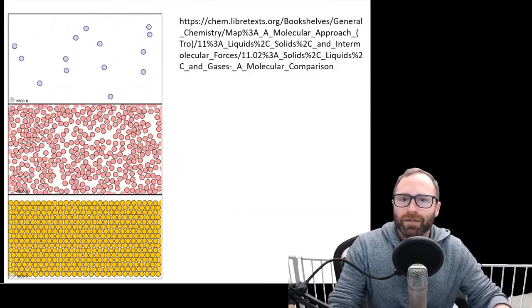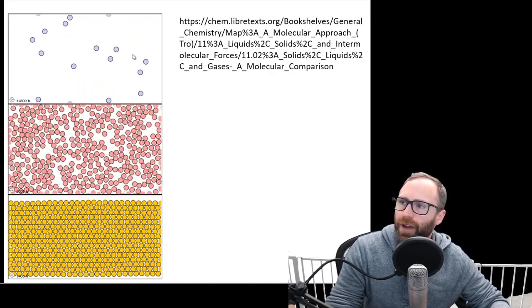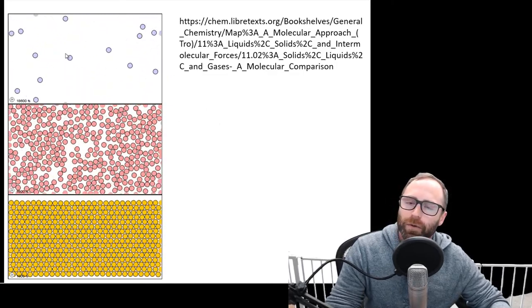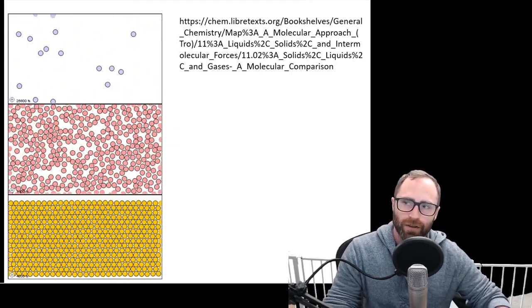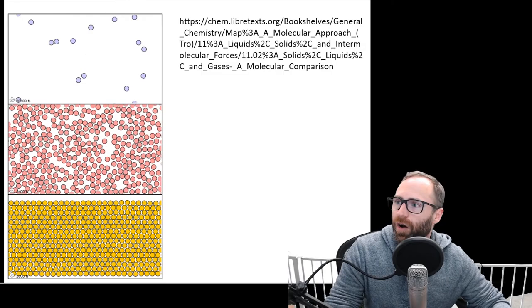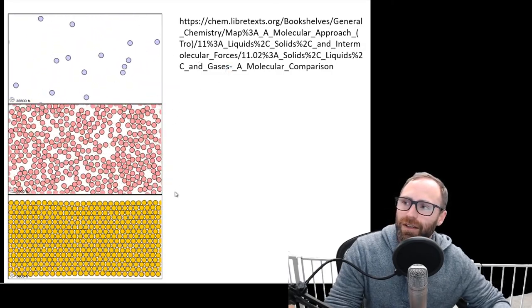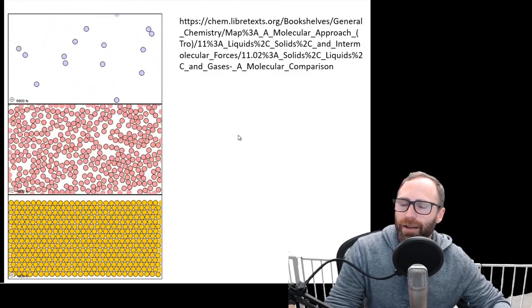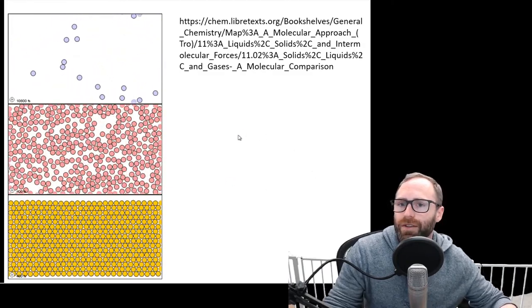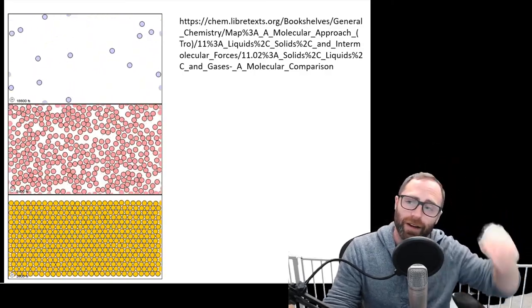If we want a visualization of what's happening in these different states, up here at the very top we have our particles of a gas and how they might look with respect to one another. Now notice all of these things are moving. The top is the gas, the middle is the liquid, and the bottom is the solid. So everything is moving, and that's because all atoms move unless you're at absolute zero. Only at absolute zero does all kinetic motion stop.